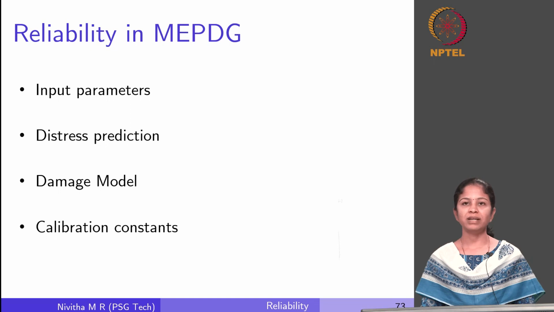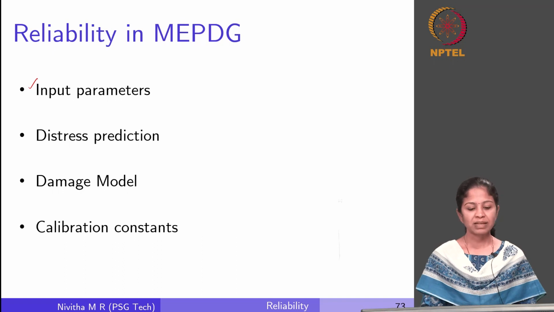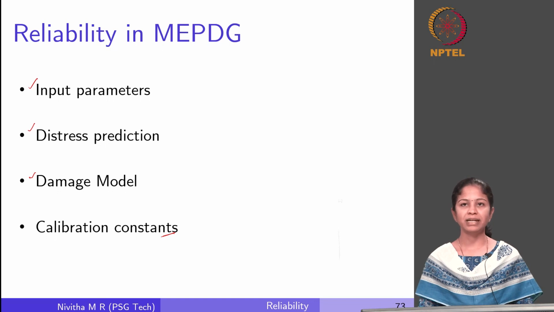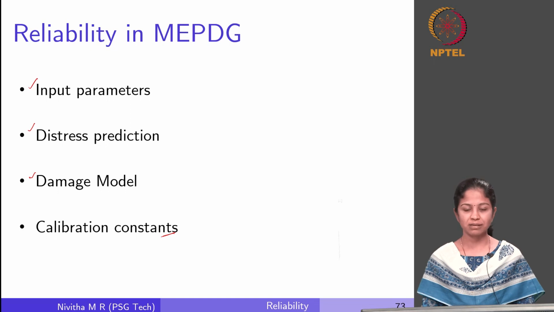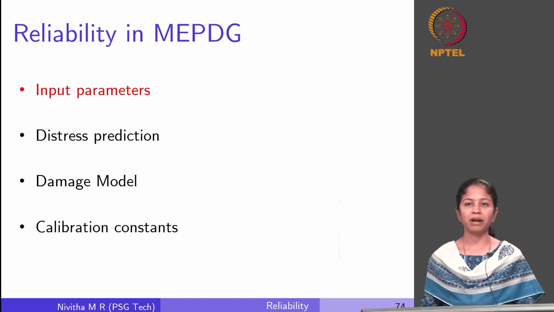For ease of understanding, I have categorized them under 4 heads. One is input parameter related variations, the second one is distress prediction model, third one is damage model, and finally we have calibration constants. So, we are going to discuss the aspects of reliability in MEPDG or ASHTO 2004 under these 4 heads. So, now let us look at the input parameter.